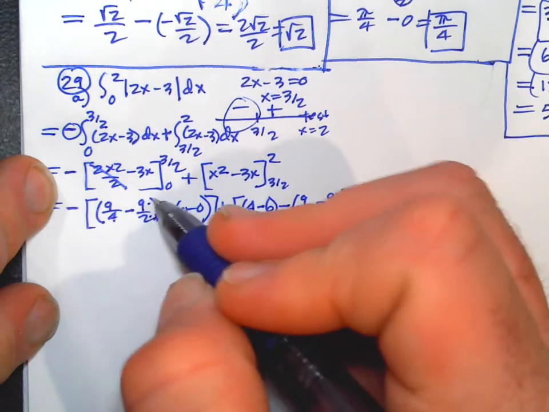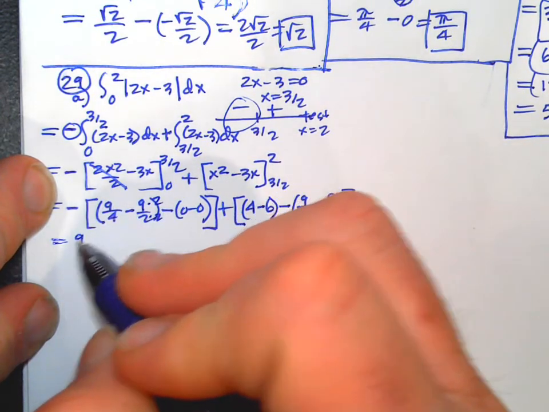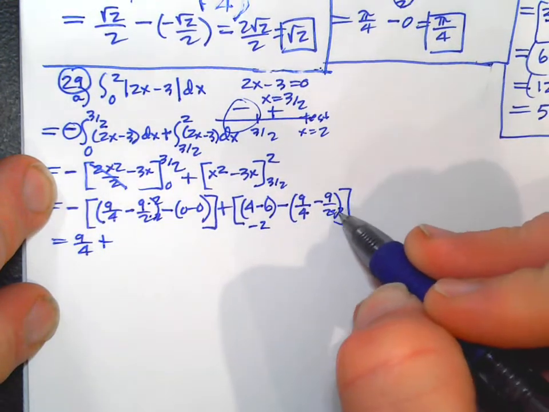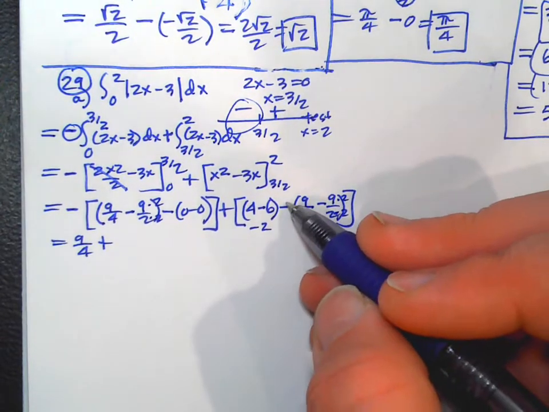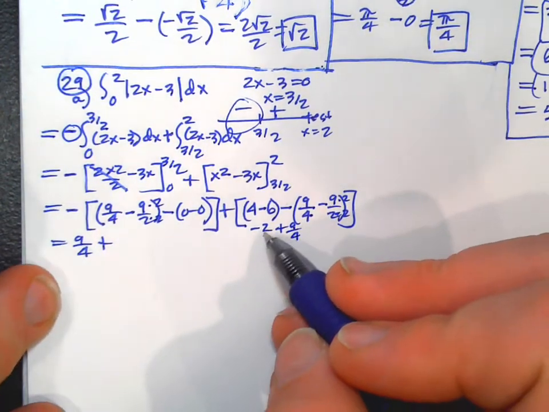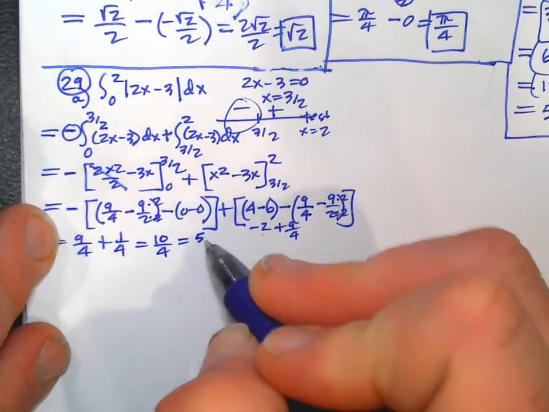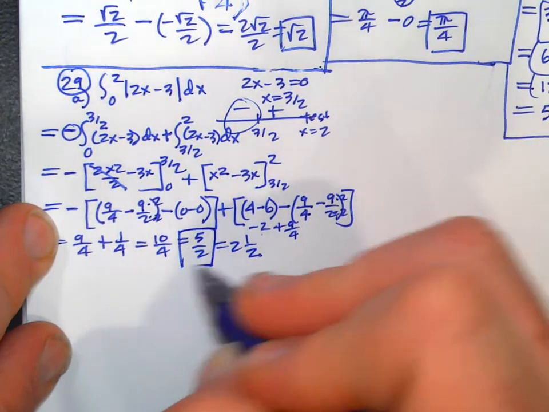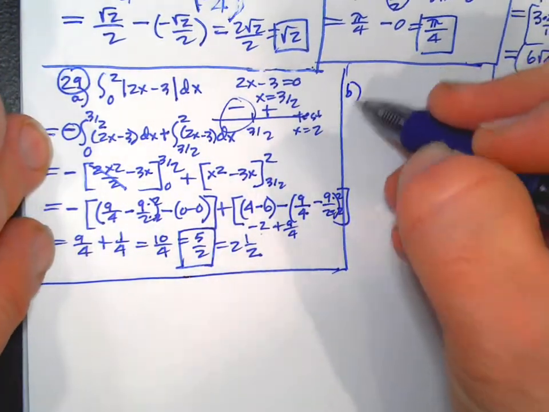Least common denominator. So that's going to be negative 9/4 is going to be positive 9/4 for that chunk. And that's going to be negative 2. And least common denominator is going to be 4. So that's going to be negative 9/4. But it's going to become plus 9/4. And that's negative 8/4. So it's plus 1/4. And we get 10/4. And we get 5 halves. And we get 2.5. 5 halves is fine. So that was A.